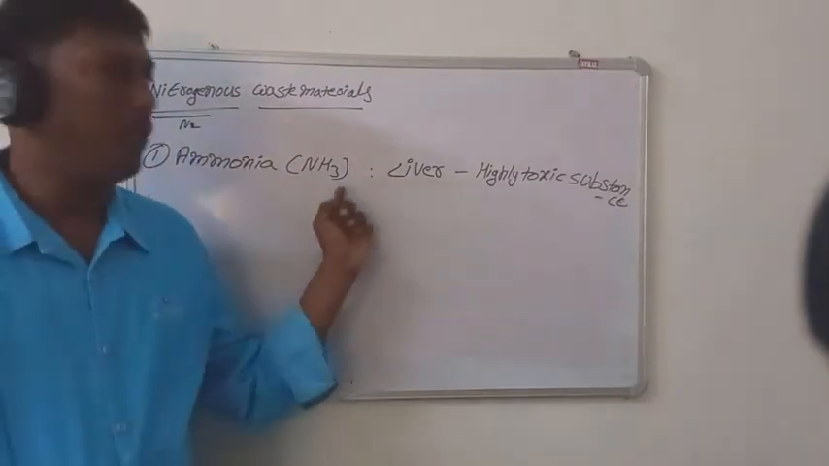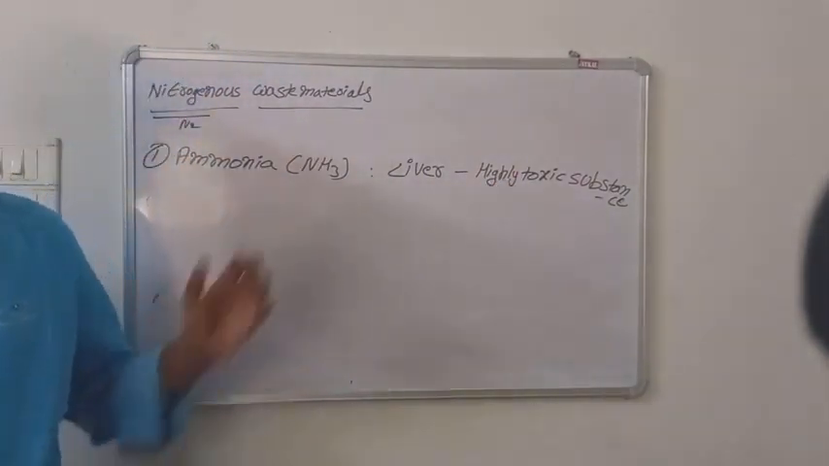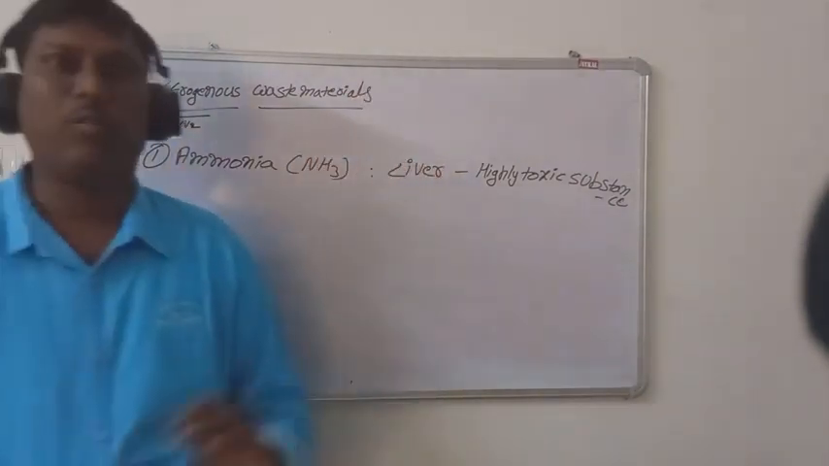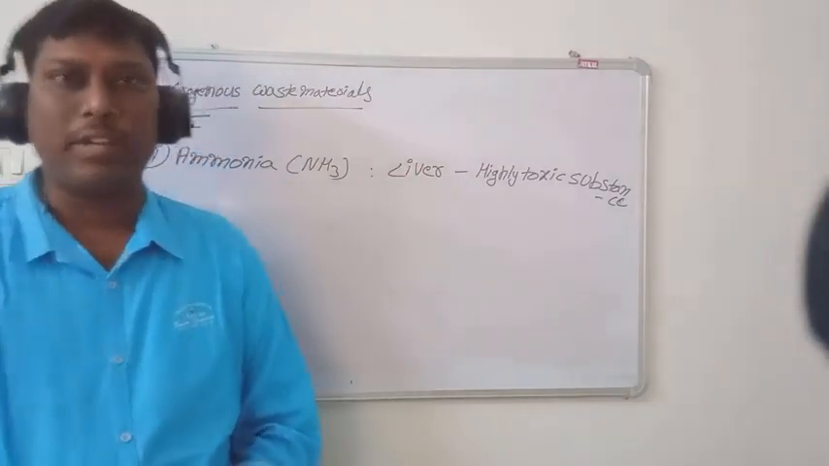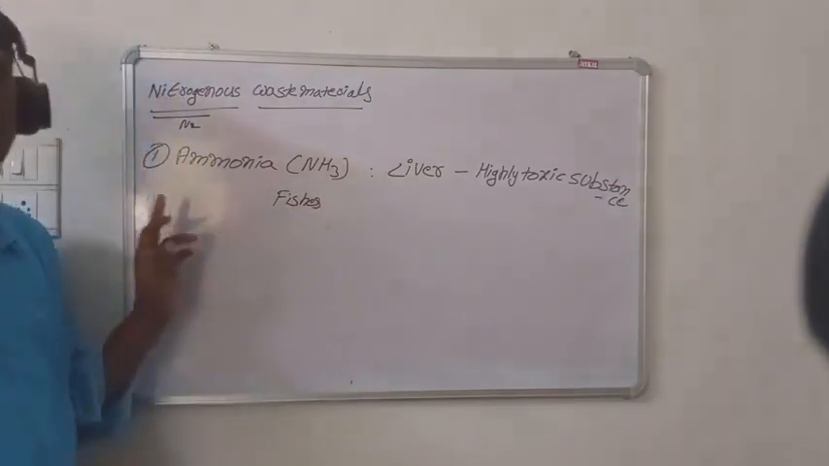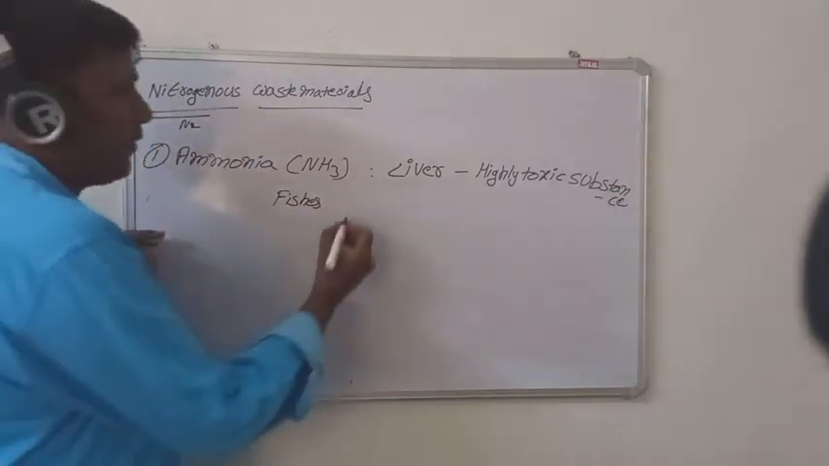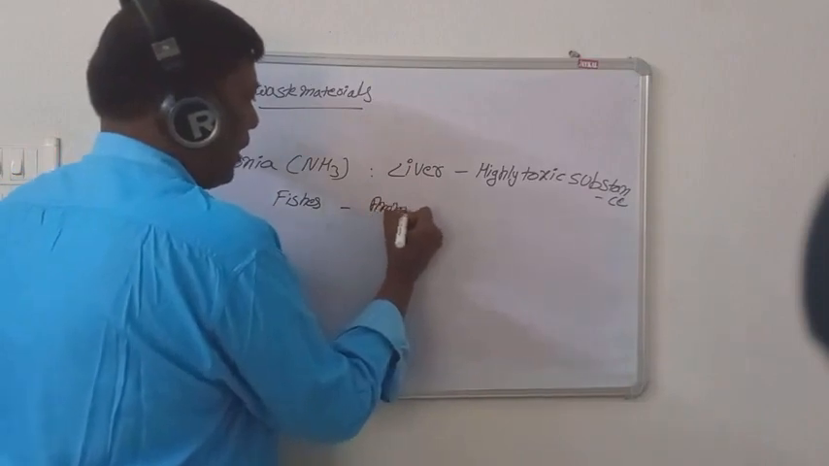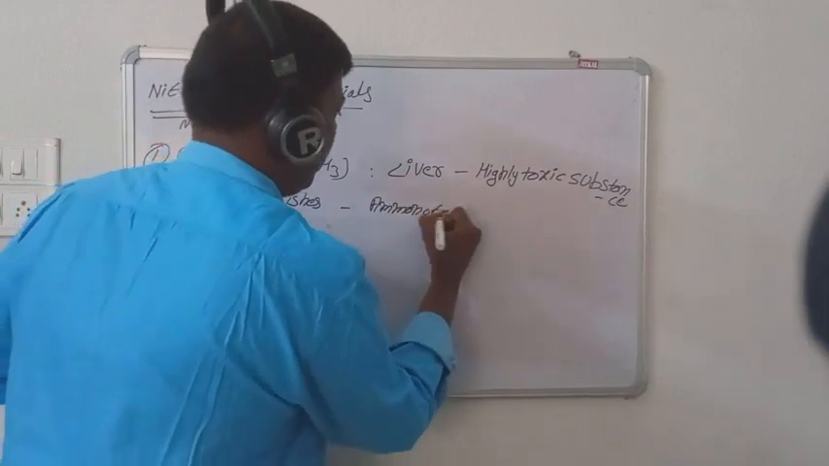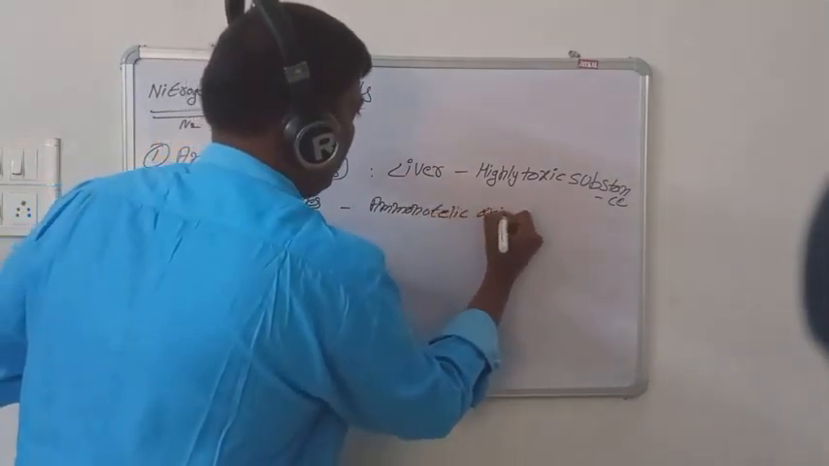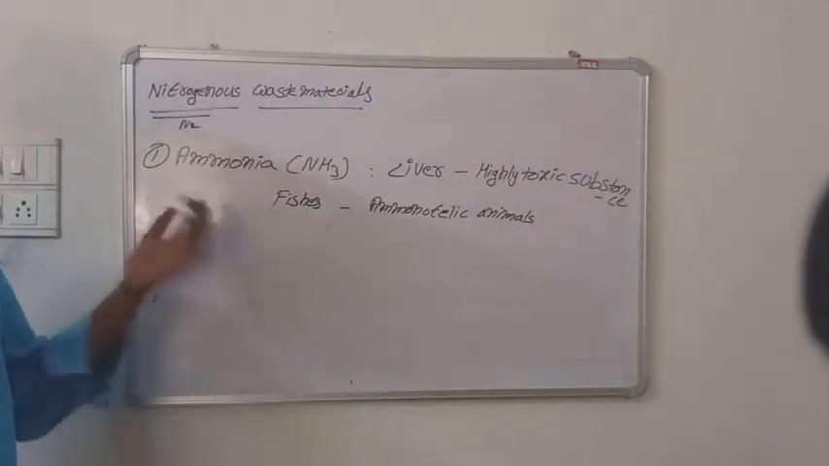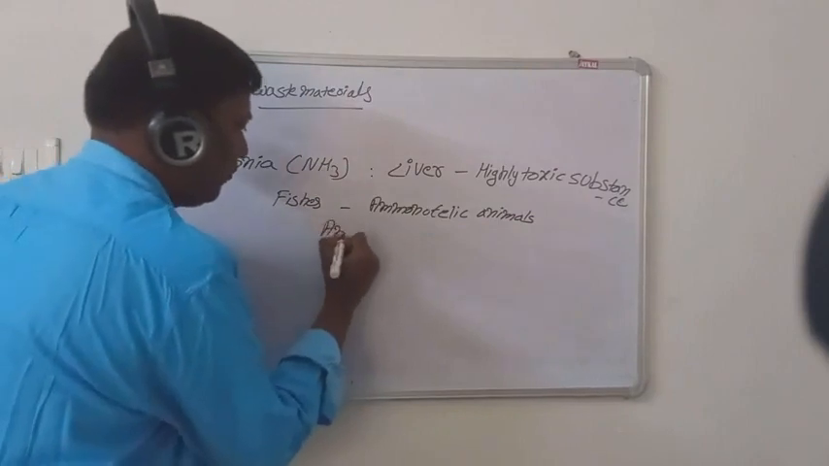Now we discussed that ammonia is a highly toxic substance. To excrete the ammonia, animal bodies must spend a large amount of water. So that's why generally the aquatic animals like fishes prefer to excrete the ammonia. And such kind of animals are called ammonotelic animals. And the phenomenon of excretion of ammonia from our body is called ammonotelism.